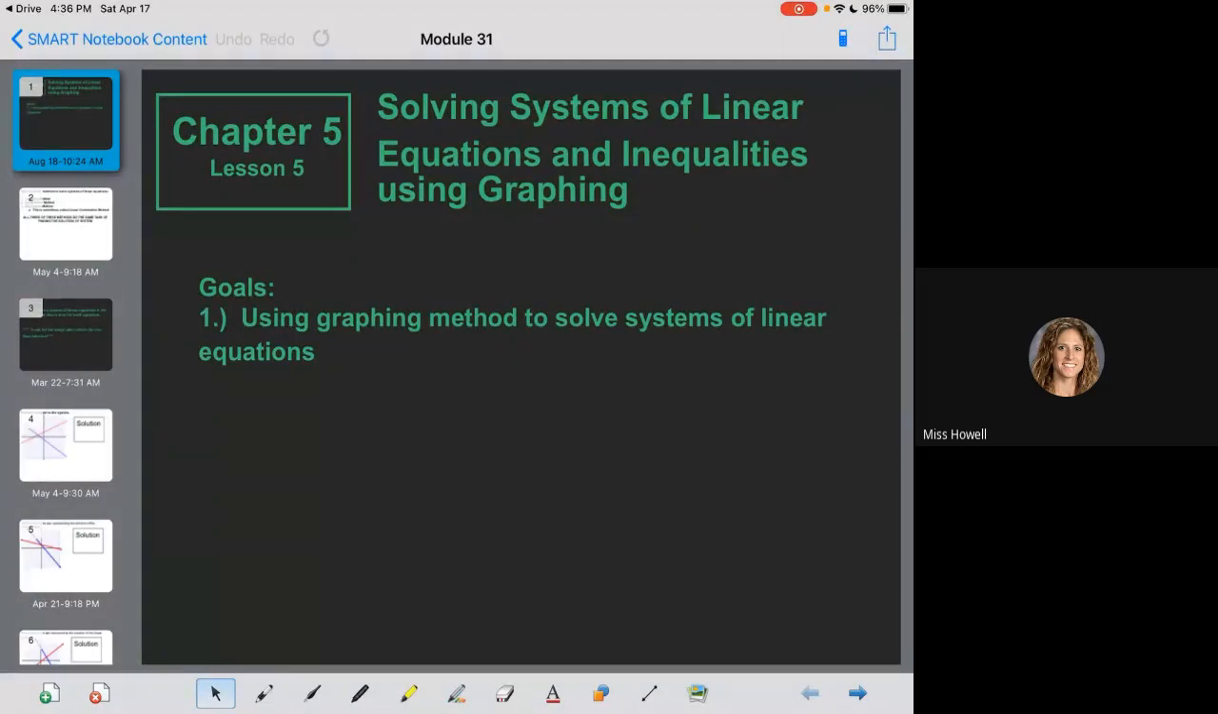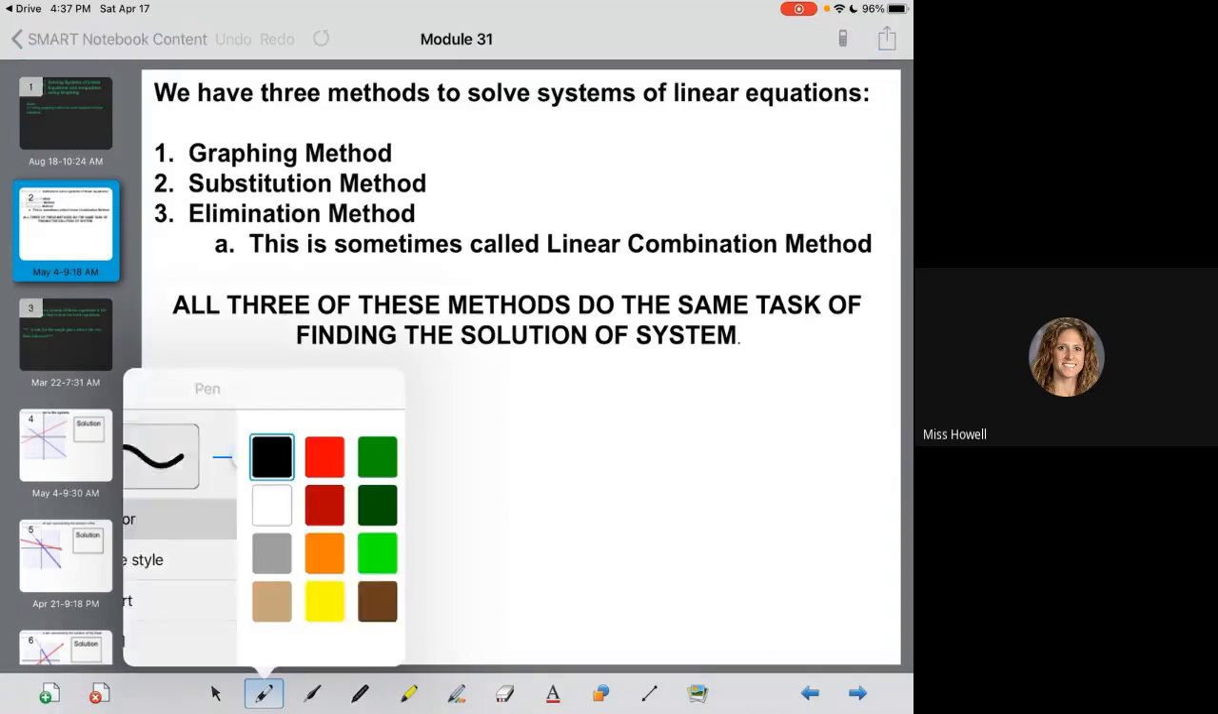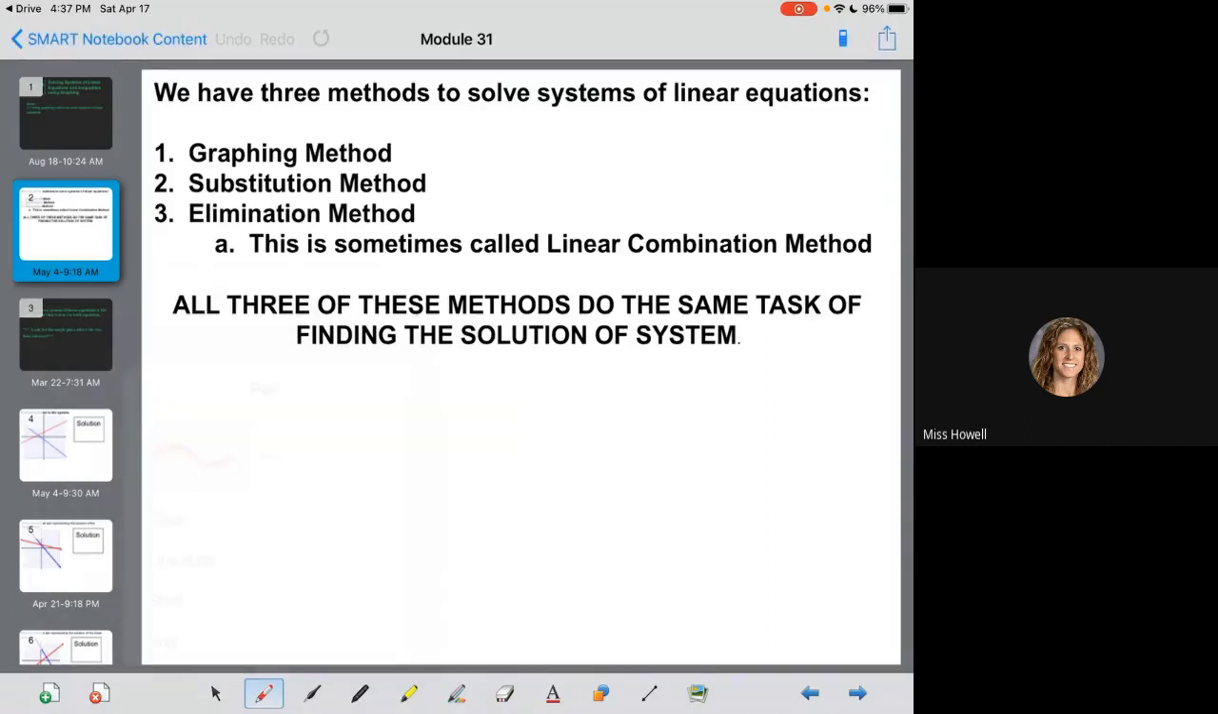Our goal for today is to continue working with our linear relationships with a more complex scenario, which is called a system of linear equations or a system of linear inequalities. We have multiple methods for solving these systems of linear equations and inequalities. However, right now we are focusing on our graphing methods for our linear relationships.